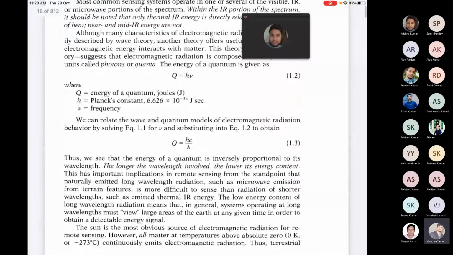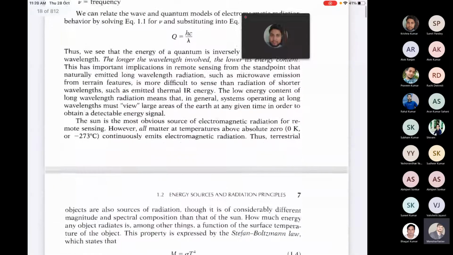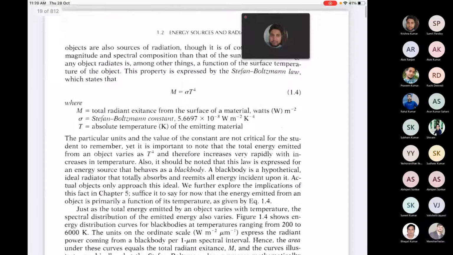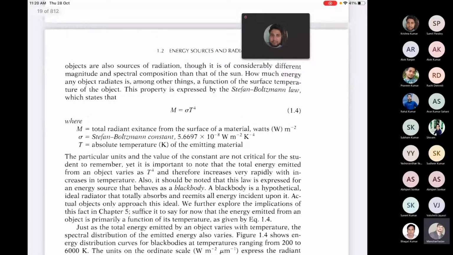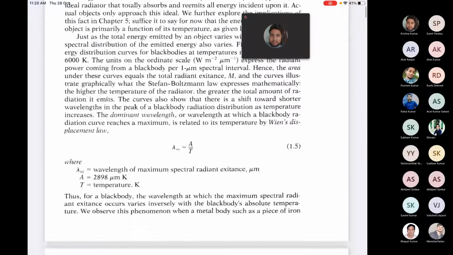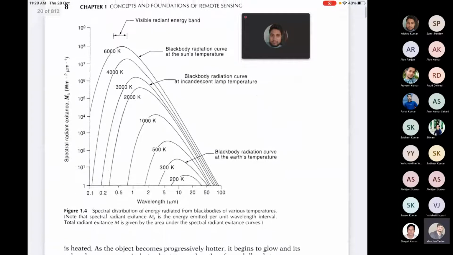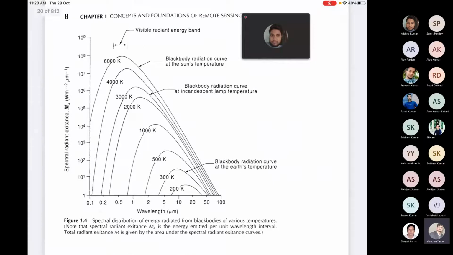Then general physics related to electromagnetic radiation. Then you can get a discussion on the Stefan-Boltzmann law over here, M equals sigma T to the power 4. That is the energy radiated from a black body having average surface temperature T. Okay. Then after that, we had a discussion on this graph that talks about the variation of spectral radiant exitance with respect to wavelength.